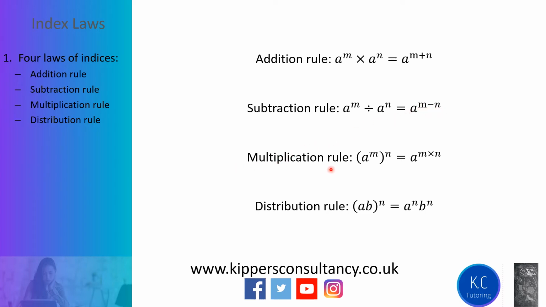Let's now take a look at the multiplication rule. A to the power of m all to the power of n. So if we've got an indice and we raise that to a power in a bracket, that then becomes a to the power of m times n. You multiply the indices. And finally, let's take a look at the distribution rule. So if we've got a times b in a bracket and we raise that to the power of n, that is equal to a to the power of n times b to the power of n.